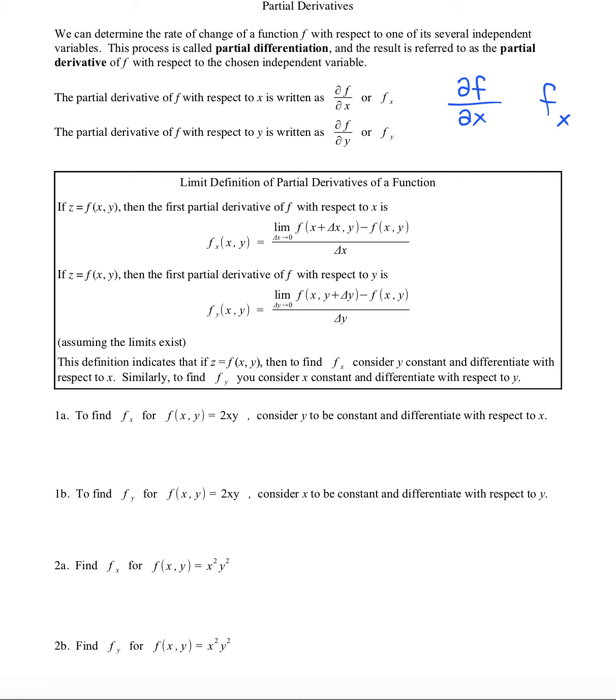All right, let's try it here for the function f of x comma y equals 2xy. In order to do a partial derivative with respect to x, we have to treat the other variables as constants. So we want y to be constant here. That means we'll treat it in the same way that we would treat any number. Let's try it.